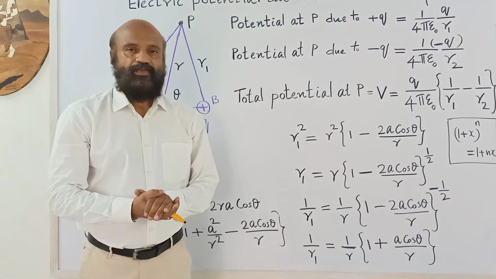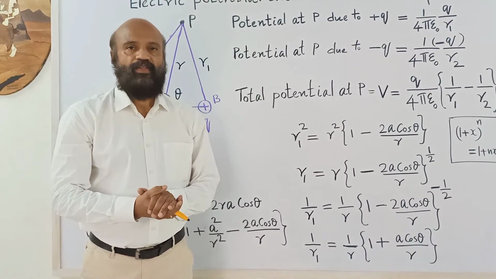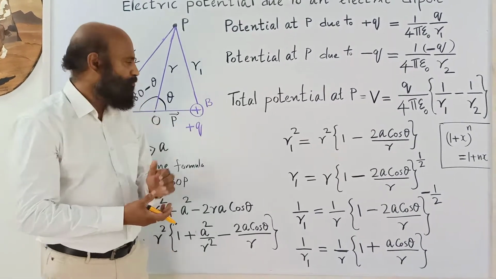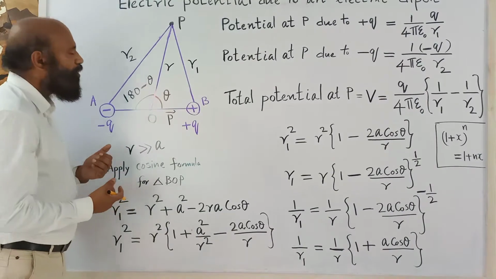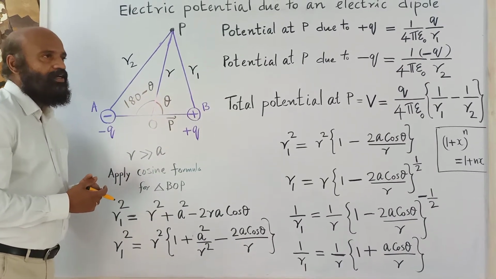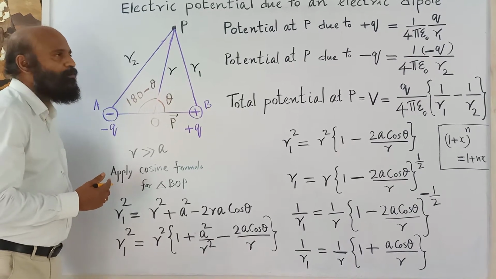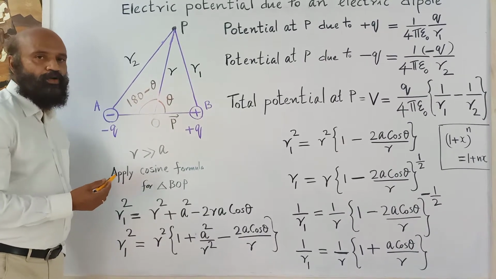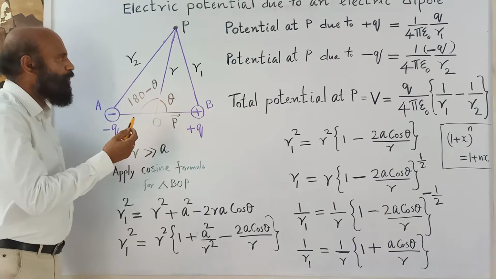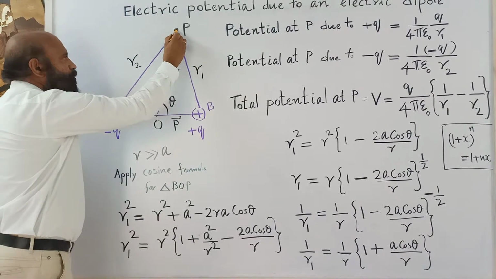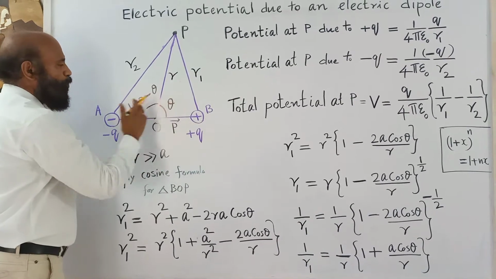What is an electric dipole? An electric dipole is two equal and opposite charges separated by a small distance. And electric potential at a point due to a point charge is the amount of work done to take a unit positive charge from infinity to that point. Today we will see electric potential at a point due to an electric dipole.